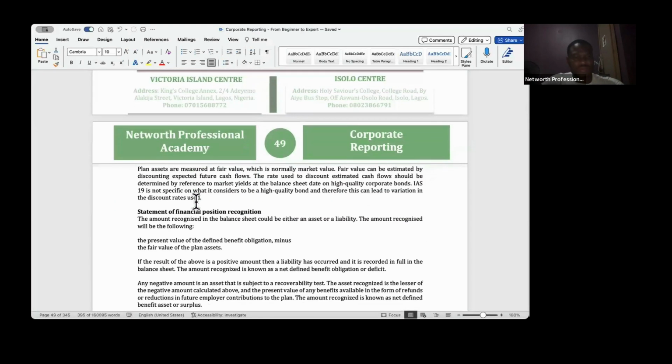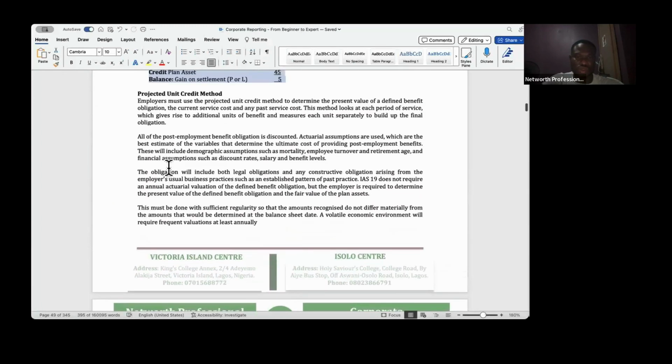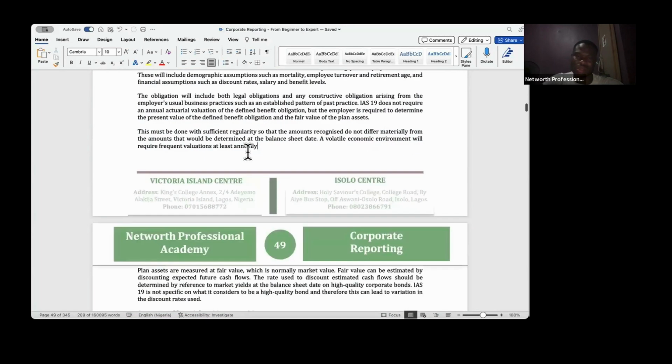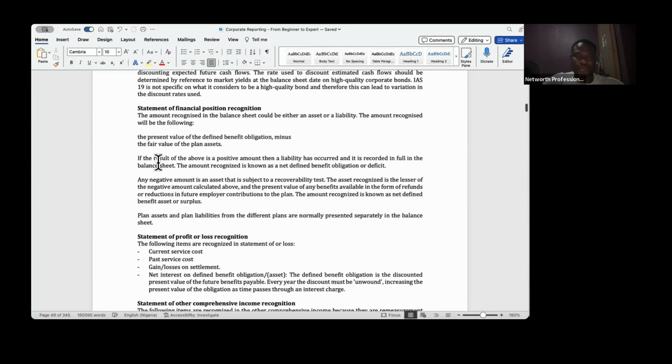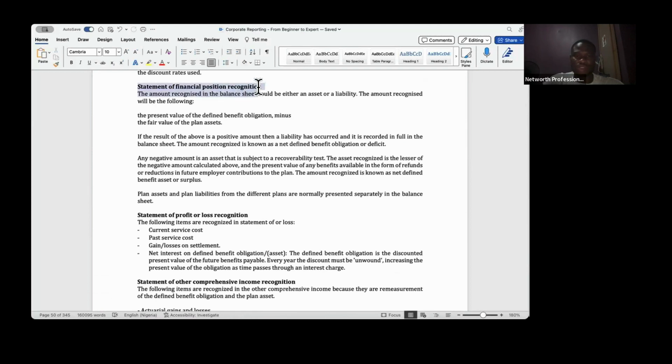So from everything I've discussed now, let me quickly show you. I explained some things around the projected unit credit method there. In case you're interested in knowing what the actuary does, you can just read it. I just look at it. However, in your statement of financial position, from all I've discussed, what you put in your books as asset or liability is the difference between your obligation and the fair value of the plan asset, because the plan asset is always at fair value.